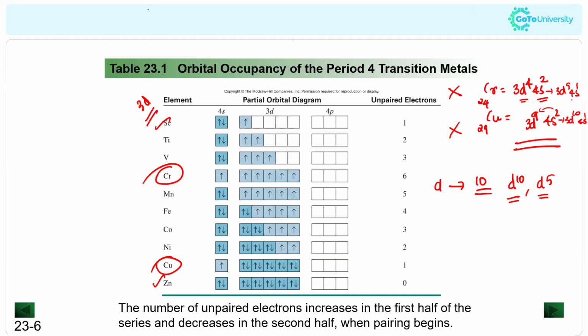3d4 4s2, 3d5 4s1. 3d5 4s1 is more stable, because it has a half-filled d subshell. Similarly, in case of copper, we can write 3d9 4s2, but 3d10 4s1 is more stable because of this d10 configuration. So that is the electronic configuration of chromium and copper. Both of them differ from the expected configuration, due to the completely filled and half-filled stability of d5 and d10 configurations.